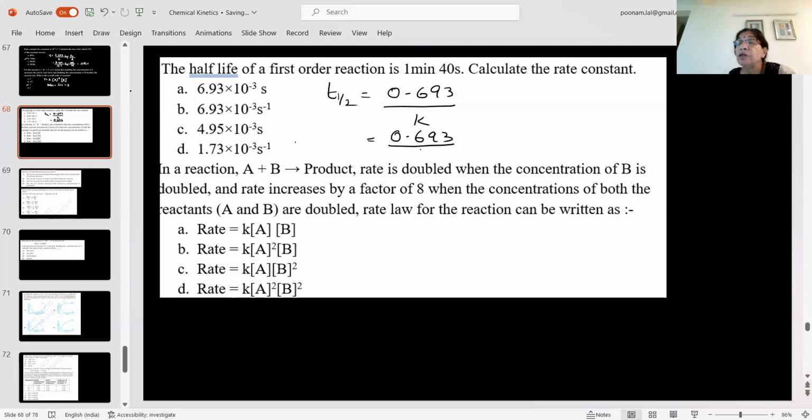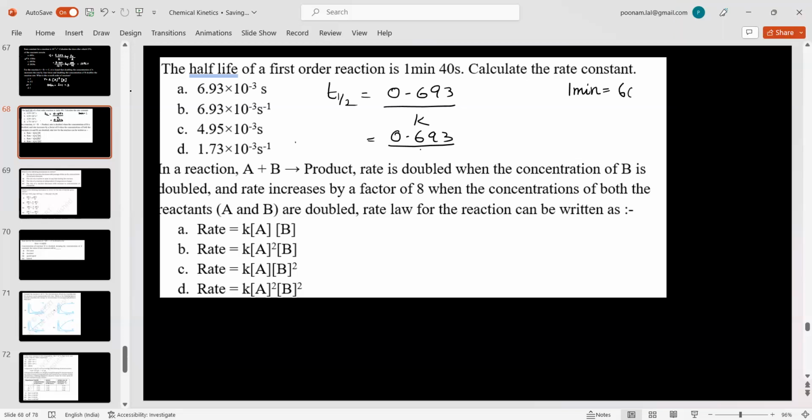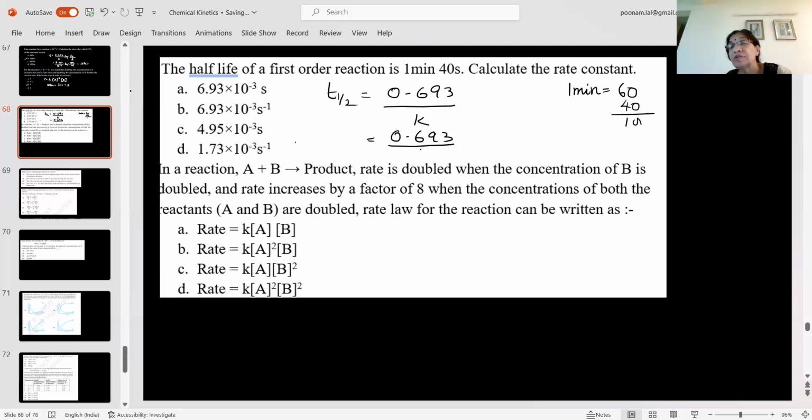So let us convert 1 minute and 40 seconds to seconds. Total how many seconds will it be? Vishal, can you tell me? 1 minute and 40 seconds is equal to how many seconds? It's 110 seconds. Why 110? 1 minute is how many seconds? 60, ma'am. And 60 plus 40 is how much? 100, isn't it? Oh, that's good. So it will be 0.693 divided by 100. So what will it be?